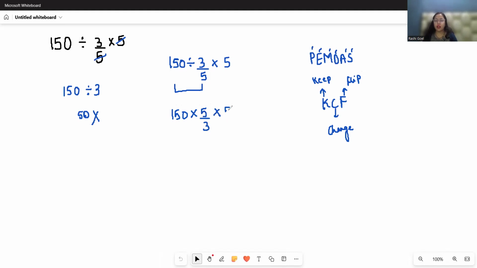Now write the left-out terms, that is, now cancel out 3 with 150, which gives 50. 50 times 5 times 5, which is equal to 250 times 5, that is 1250. So the correct answer is 1250, not 50.